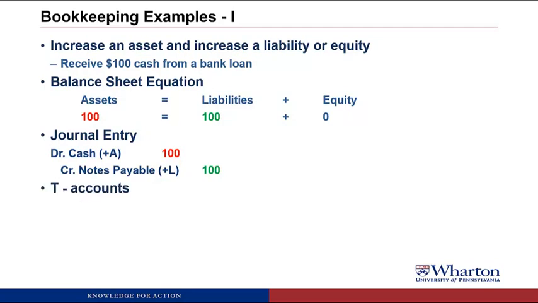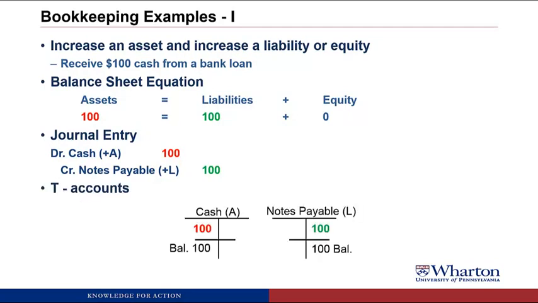If we looked at this with T accounts, we would have a cash T account, which would have an entry on the debit side, a notes payable T account, which would have an entry on the credit side. If we did a balance sheet equation, sort of drew a line, added up the balance in each account, our balance sheet would balance. We'd have cash of $100 on the asset side, liabilities of $100 on the liability and equity side with no shareholders' equity.